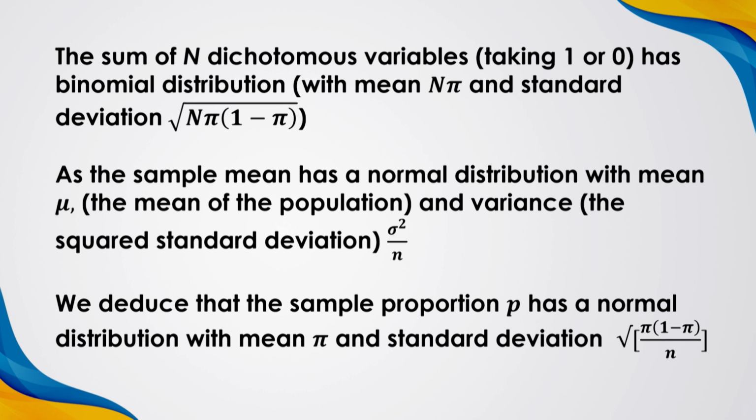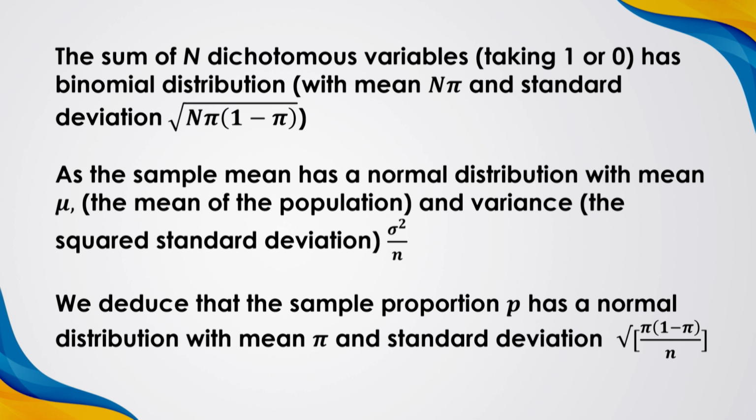As the sample mean has a normal distribution, the mean is mu, the mean of the population, and the variance is sigma square by n. I am introducing the symbol variance because so far I have been using standard deviation. The variance is nothing but the squared standard deviation.